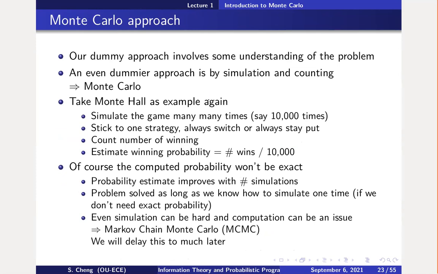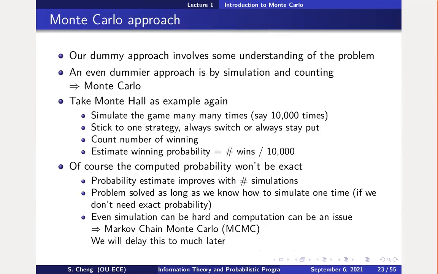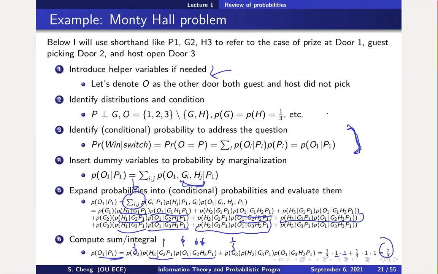Okay, let's see. So here I just want to use the Monty Hall problem as an example again. For the Monte Carlo approach, think of the approach we just had here. We were able to find the exact solution.